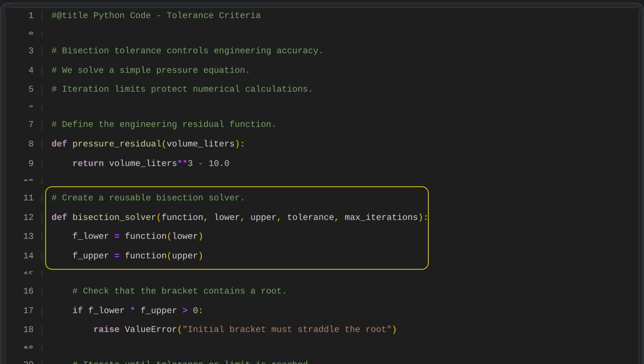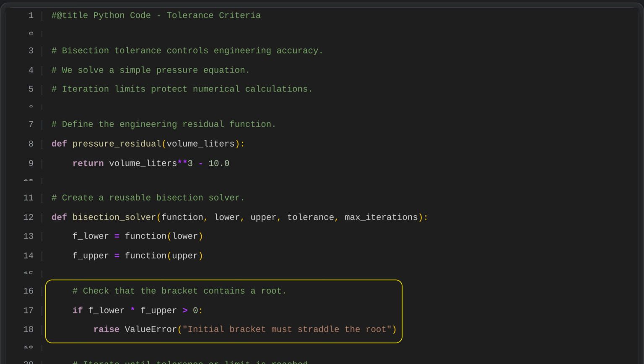The bisection solver finds a root of a function within a chosen interval, using a specified accuracy tolerance and maximum number of iterations. It first evaluates the function at both interval endpoints to check whether the signs differ. If the values have the same sign, the root is not properly bracketed, so the solver raises an error instead of continuing.